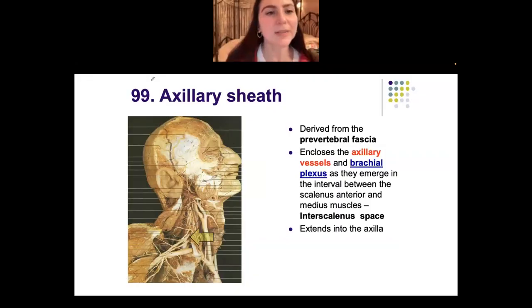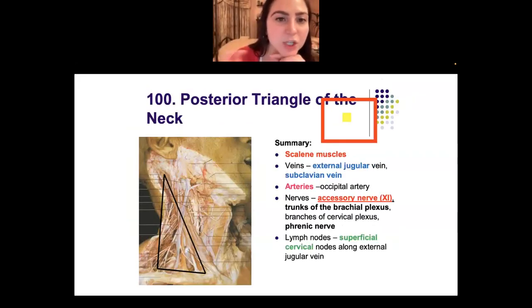So this is talking about something called the axillary sheath. It's basically on the outside of where the scalene muscles are, and it encloses the axillary arteries, but also the brachial plexus. You can kind of see it here. What it's pointing at is the brachial plexus coming out of the neck. Another thing in terms of this sheath is the scalene triangle. So the posterior triangle of the neck is mostly made up of the scalenes.